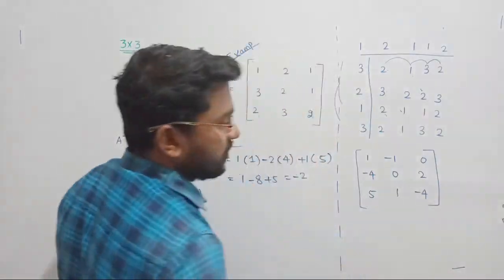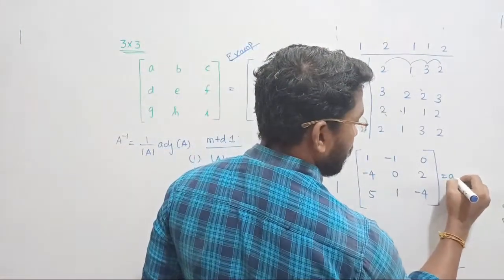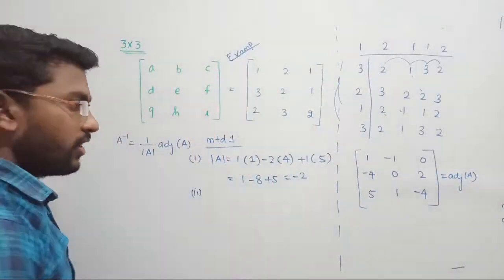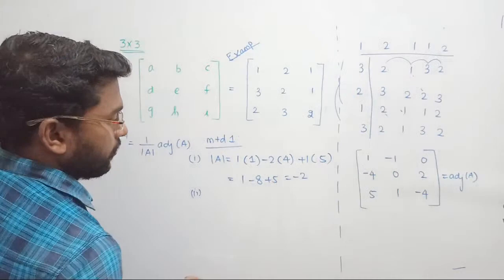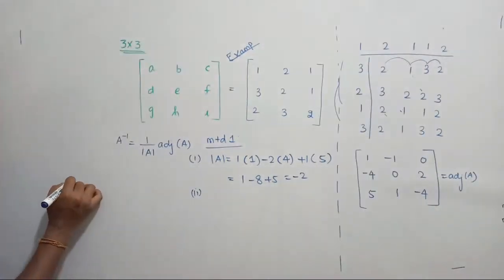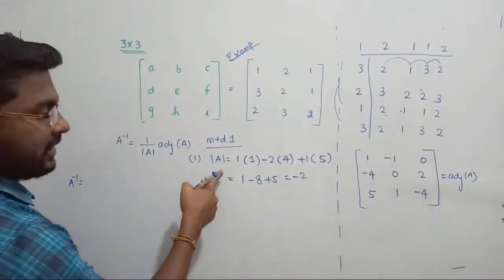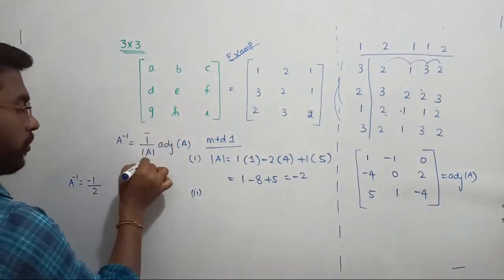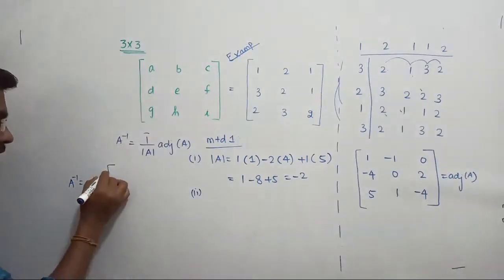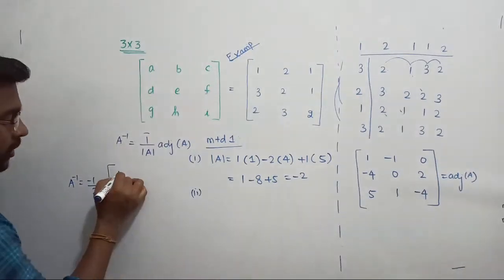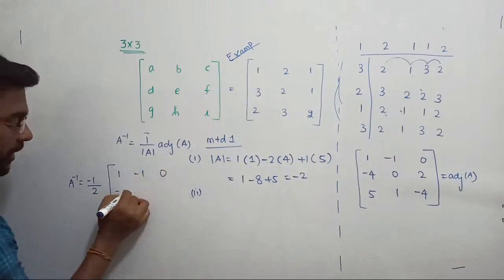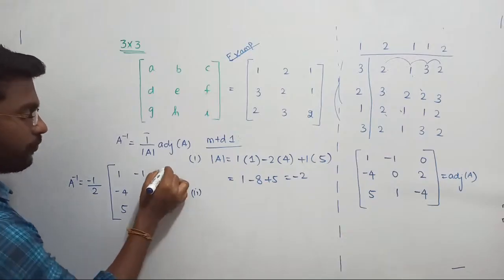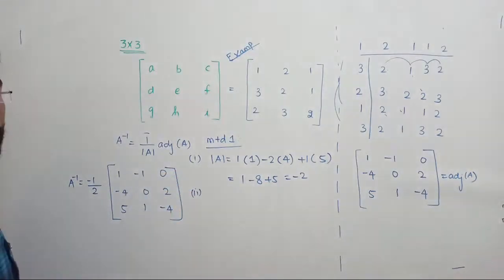Clear? So that is called the adjoint of the matrix. Once you find the adjoint, you can directly write the answer. So this is the second step. Then you can write the answer for A inverse. A inverse is 1 by the determinant of A. The determinant was already found, that is minus 2, so that is minus 1 by 2, and you write the adjoint of the matrix: 1, minus 1, 0, minus 4, 0, 2, 5, 1, minus 4. Clear? So that is method number 1.